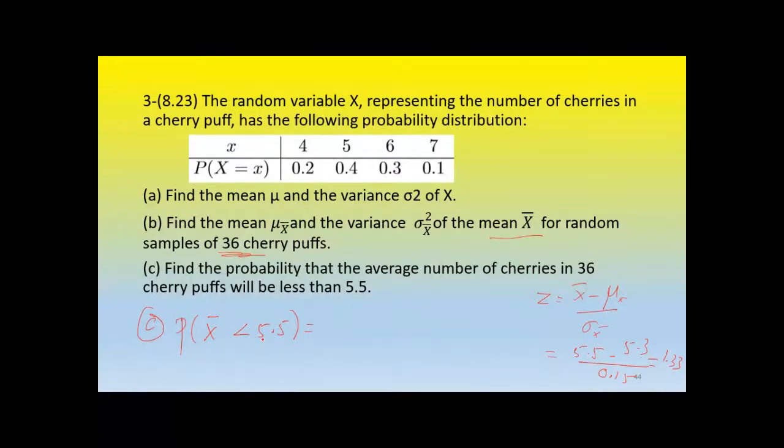Therefore, x bar less than 5.5 is equivalent to probability of z less than 1.33. Okay. So straight away from the table of normal curve, because it is left side, the table always shows the area on the left side of the z value, 0.9082 directly from the normal curve. That is the end of this problem.